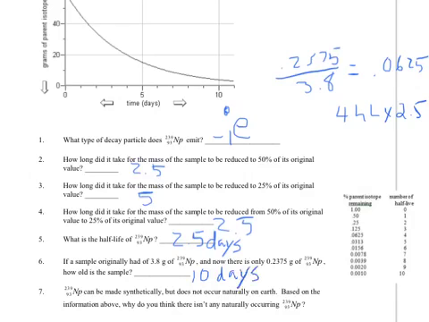Let's look at our next one here. Let's look at number 7. It says we can make this synthetically but does not occur on Earth. Based on this information, why do you think that is? Well, if it has a half-life of 2.5 days, and the Earth is 4.5 billion years old, the problem is all of it has decayed away. Sorry for my terrible handwriting.